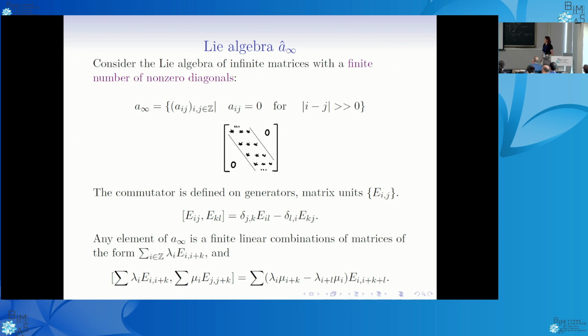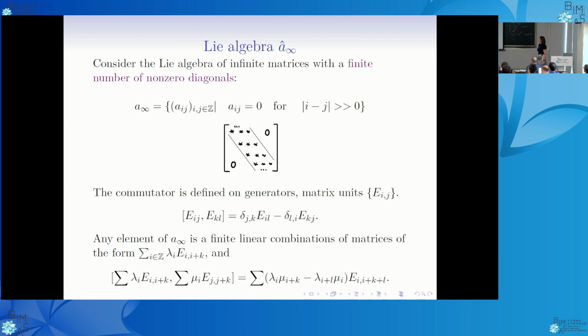So we define W1 plus infinity as a central extension of the Lie algebra of differential operators, but actually we also want to realize it as a matrix algebra using one of the representations. And this is how we are going to redefine W1 plus infinity in the following steps.